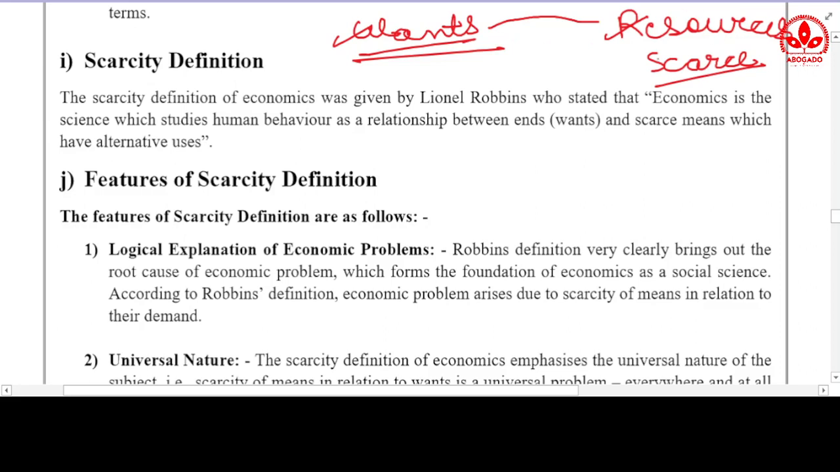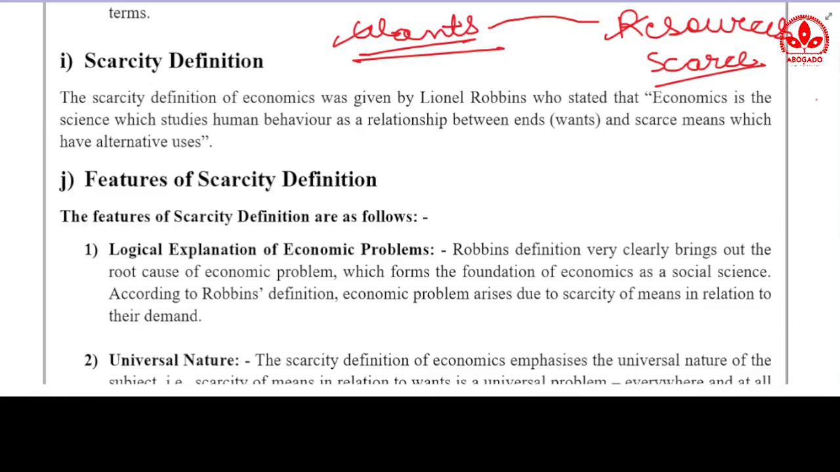Therefore these resources must be used in a very careful and specific manner so that there is limited wastage. So what Robbins said is that a human being has wants, and against those wants there are resources which must be used very carefully. So economics is basically a study of this only: there are wants which the human being has, and in addition to that there are resources. How are these resources used to satisfy those wants? Economics is the main study of that thing.